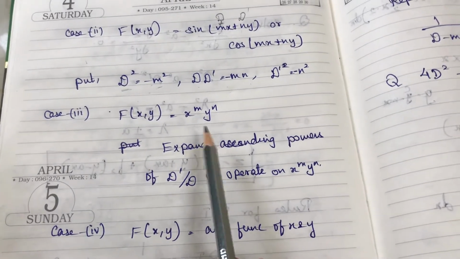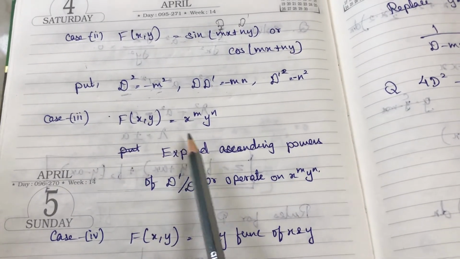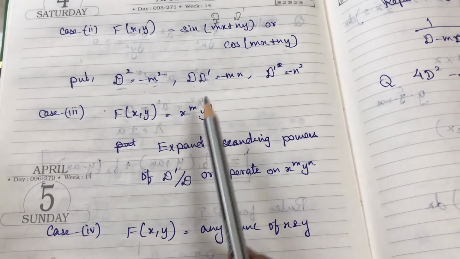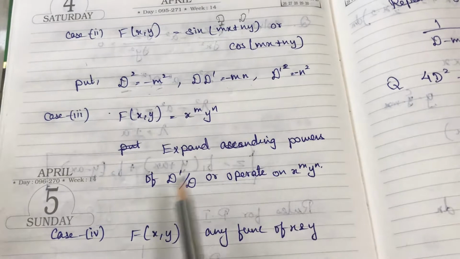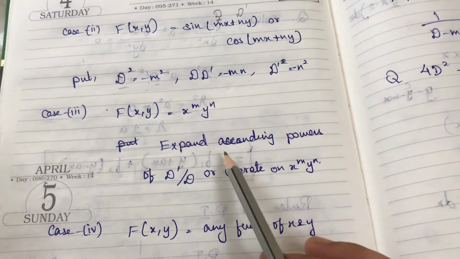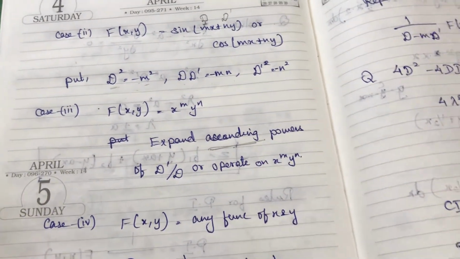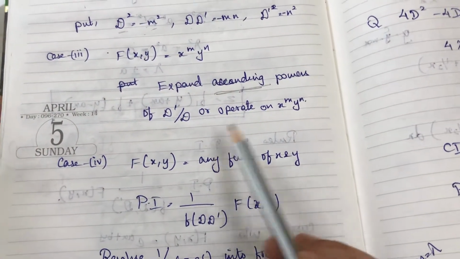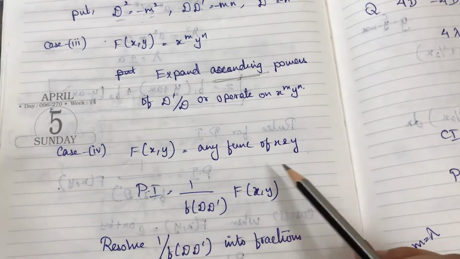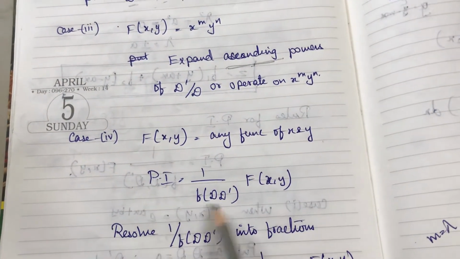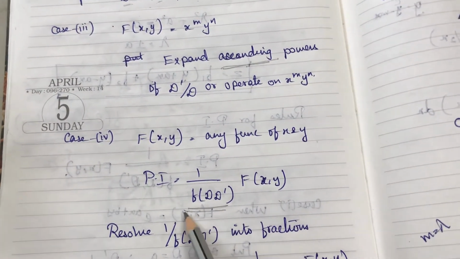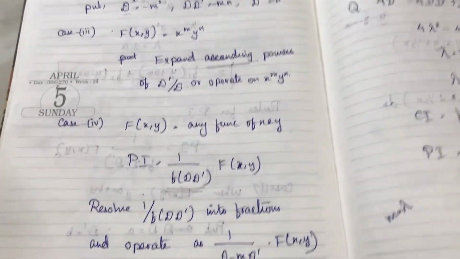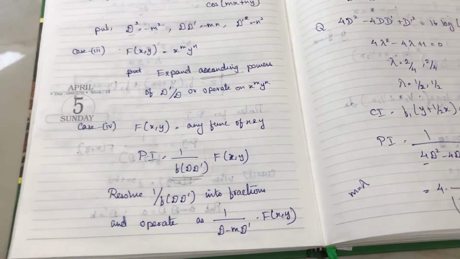And the third case, f of x, y, the function is like x power m, y power n. If it is in the power form, expand the powers in ascending order, then you will get the operation. Okay. And the fourth case is what? If any function of x or y, just write it like this and resolve the denominator. Just resolve it and you will get the answer.